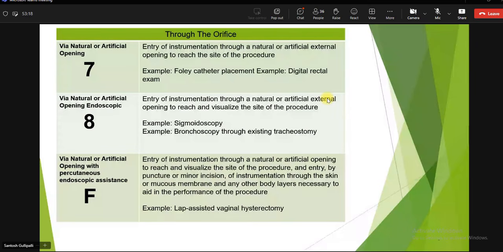What is the full form of EGD? Esophagogastroduodenoscopy. And what is the full form of ERCP? Endoscopic retrograde cholangiopancreatography.